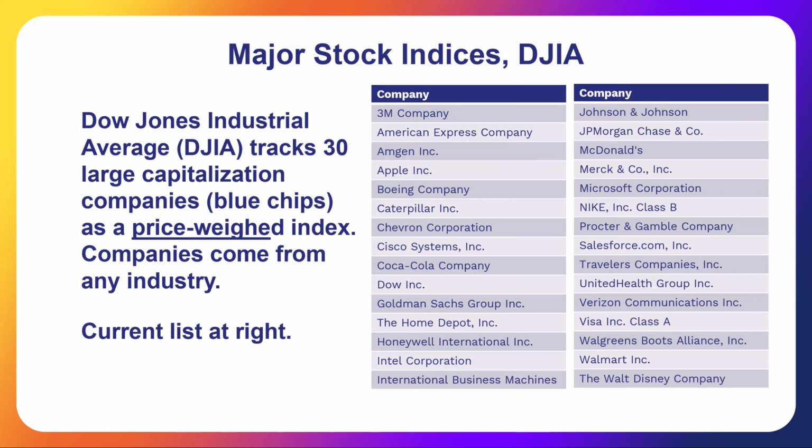So let's look at some major stock indexes. Here's the Dow Jones Industrial Average, and here is the list, according to our book, of what companies are in there. Now, what I will tell you is that over time, things change. So from this list, the current list, the companies that have left the Dow Jones Industrial Average are Dow, the chemical company, Intel, and Walgreens.